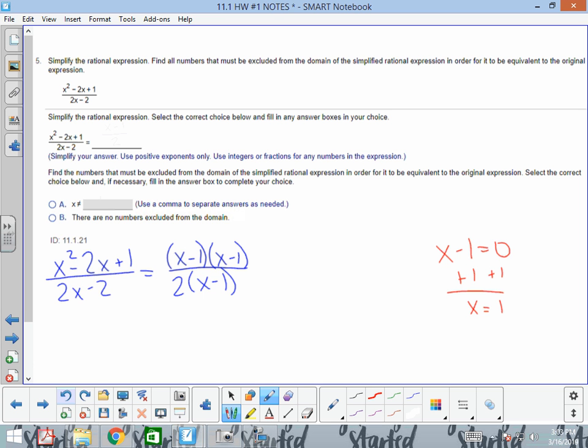Now you have x minus 1 on top. There's 2 x minus 1s on top, but there's only 1 x minus 1 on the bottom. You can only cancel 1 for 1. So x minus 1 on top cancels x minus 1 on the bottom. So there's still an x minus 1 left on top, and there's a 2 on the bottom. So the simplified form is x minus 1 over 2. The excluded value, in this case, is just 1.